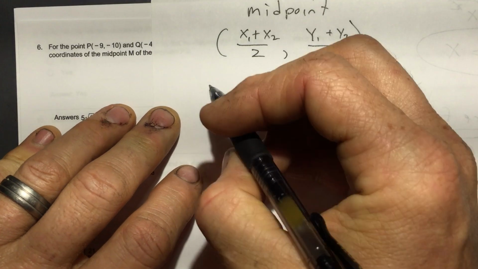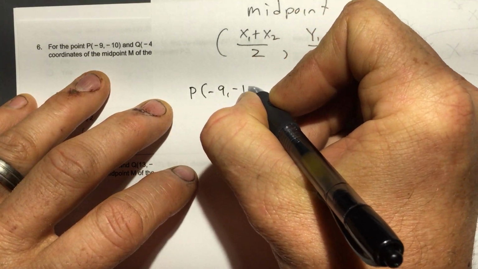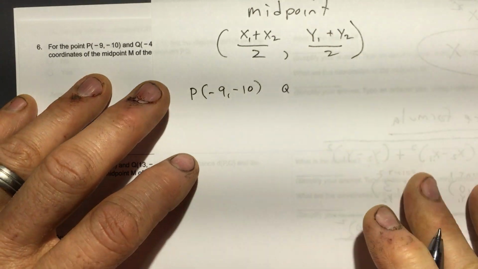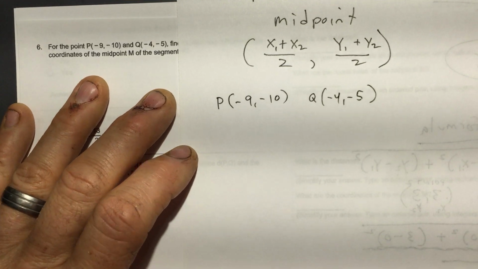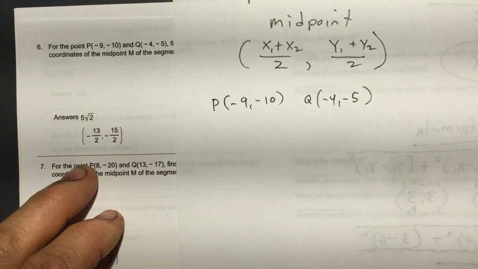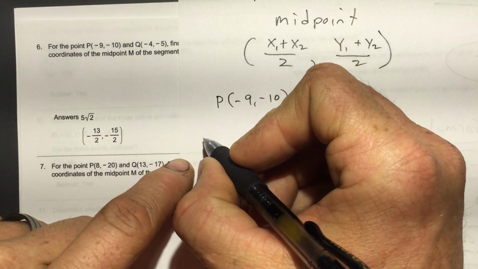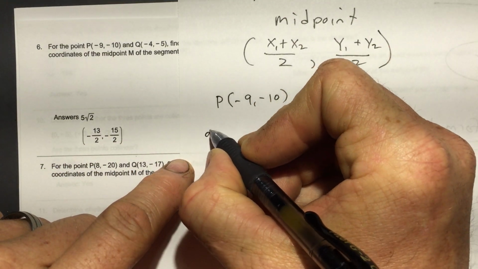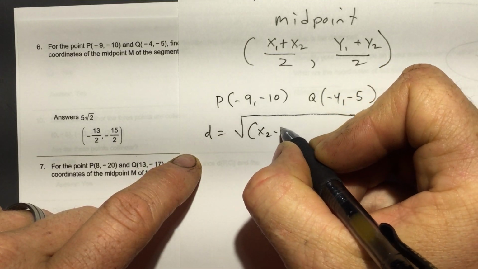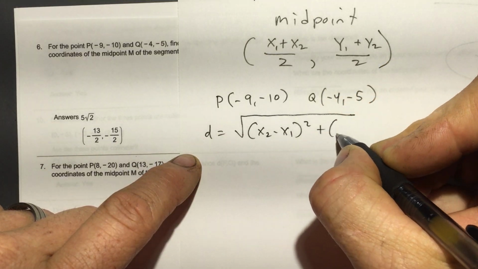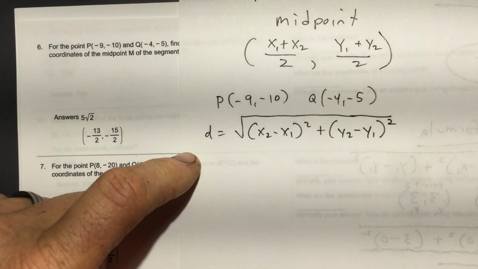So on this one here now, we've got P, which is -9, -10, and we've got Q, which is -4 and -5. We want to find the distance and the midpoint. You see our answers over here. Okay, well, let's do them. All right, so for the distance formula, I'll write it down again. Okay, there's my distance formula again.